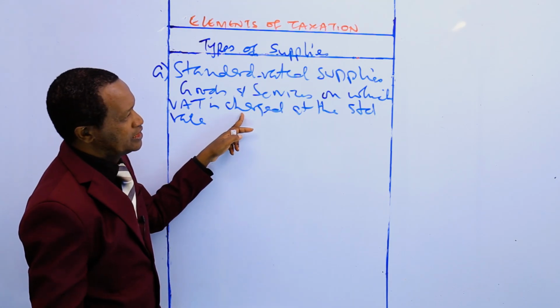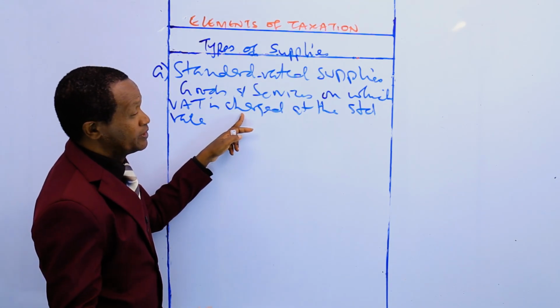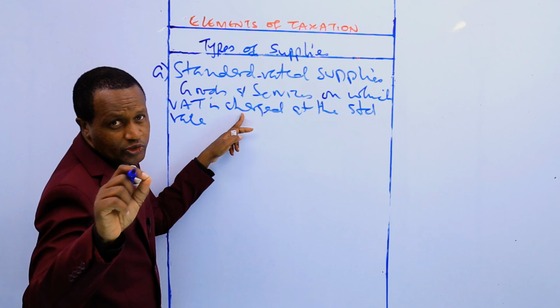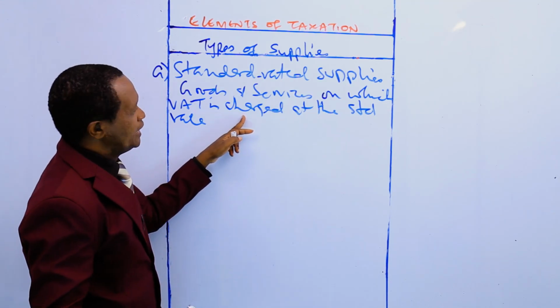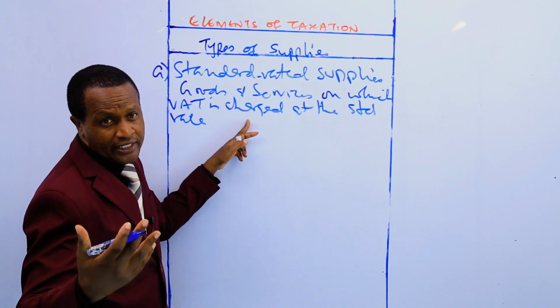And the current standard rate in Kenya is 16%. We are doing this recording in the year 2025. So in the year 2025, the VAT standard rate is 16%.